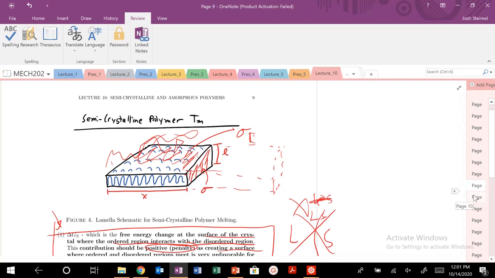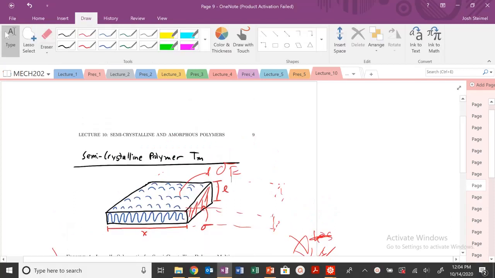So we have this area on the sides, which I'm going to go in green. On the top and bottom, these are the surfaces that are exposed to our quote-unquote bad, disordered regions. But all of these regions, I'm going to change this to black. These regions, there's going to be lamellae extending here, here, here, and here. So these are going to be all basically favorable interactions.